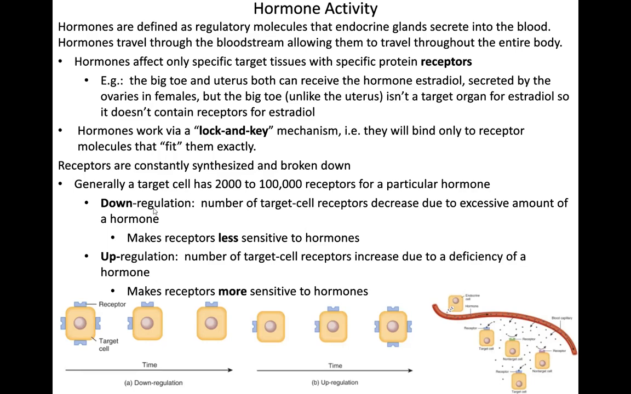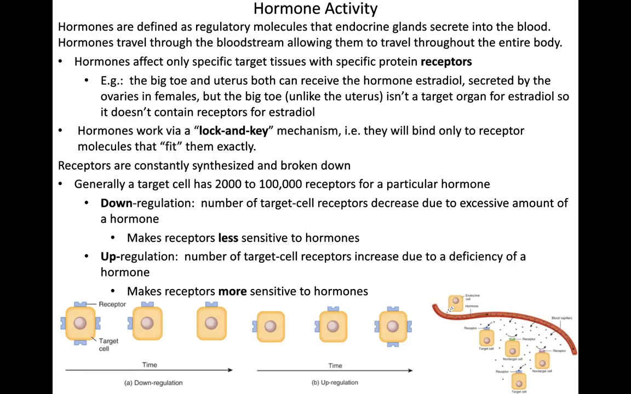Down regulation is where the number of target cell receptors decreases. That's what we're showing here in figure A, going from several to just a few. This is what is done when there's an excess amount of a hormone. If you have a whole bunch of hormone, you don't need as many receptors. And so this is going to make the receptors less sensitive to the hormones.